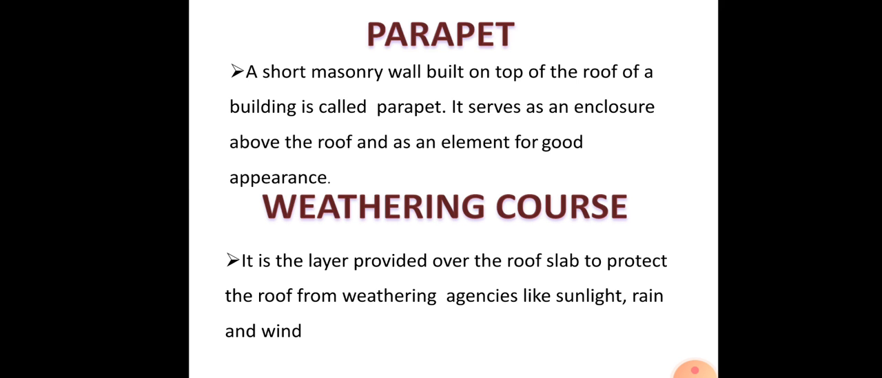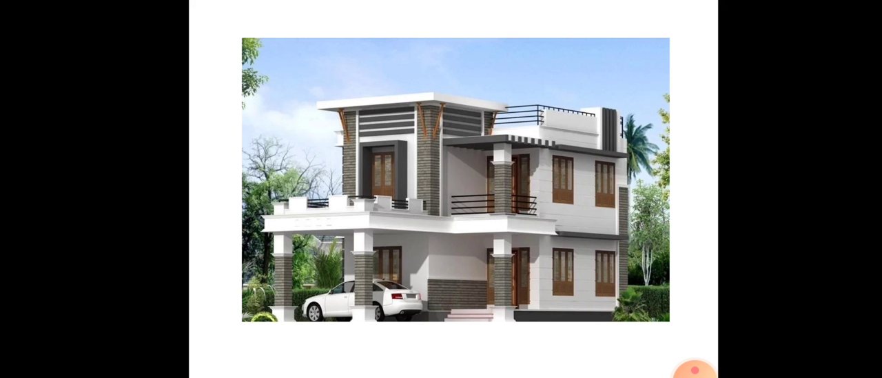Now coming to the parapet. A parapet is a short masonry wall which is built on the top of a roof. We know that above the terrace you provide a short wall. This is called a parapet. Mainly it provides protection, and it also encloses the roof, and it acts as an element for good appearance. It gives a good appearance to the building. And of course the weathering course is a layer which is provided above the roof to protect the roof from rain, sunlight, etc. So this is a typical building. I hope the various components of a building are clear.